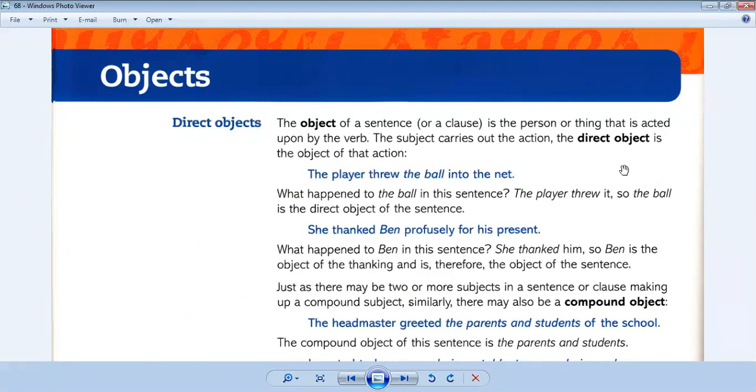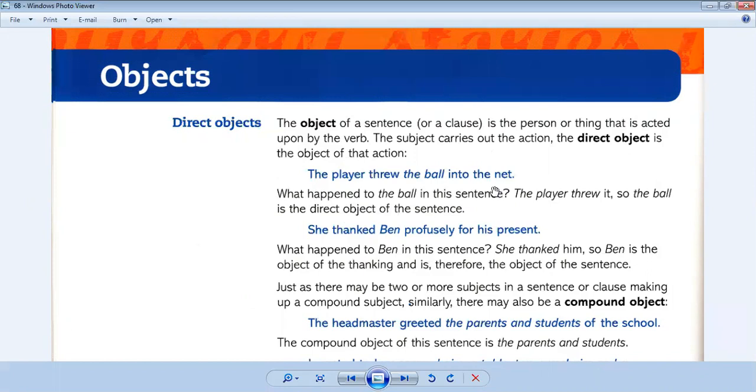The direct object is actually where the subject goes and does the action over this object. So the effect is happening over this object directly. That's why it is called direct object. For example, the player threw the ball into the net.